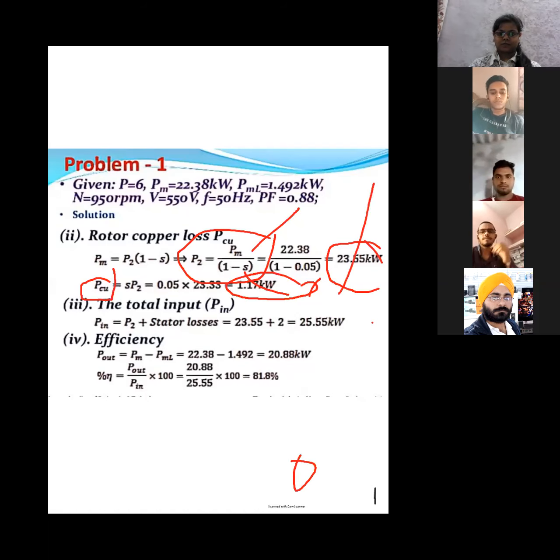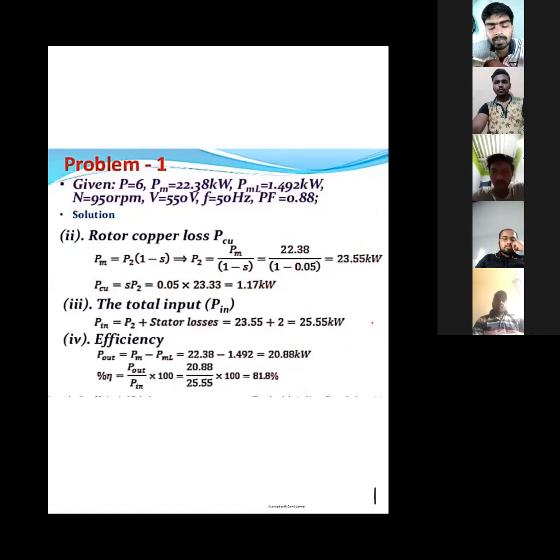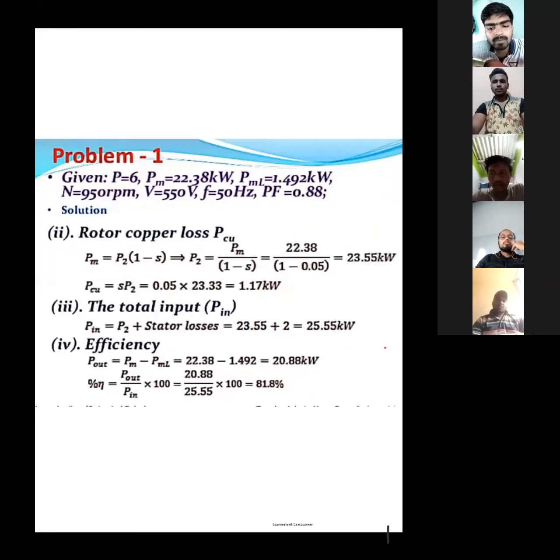In the fourth, you have to calculate the efficiency of the motor. You know, efficiency is how much output I am getting as compared to my input. So the ratio between the output power to the input power is known as efficiency. Mathematically, for the percentage we multiply that parameter with 100. So what is the output power?